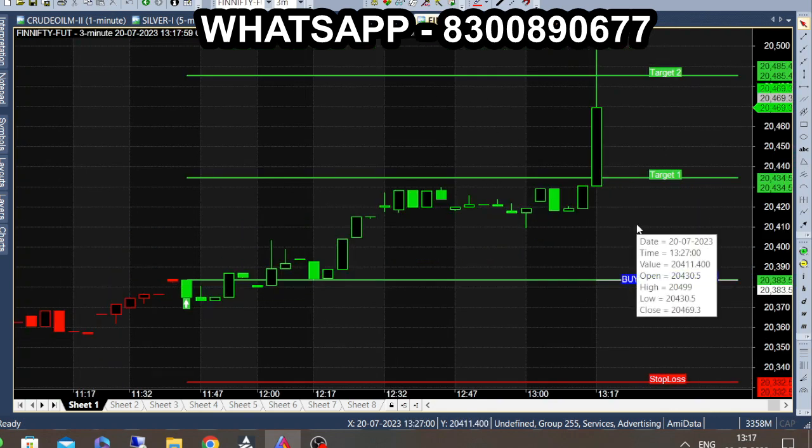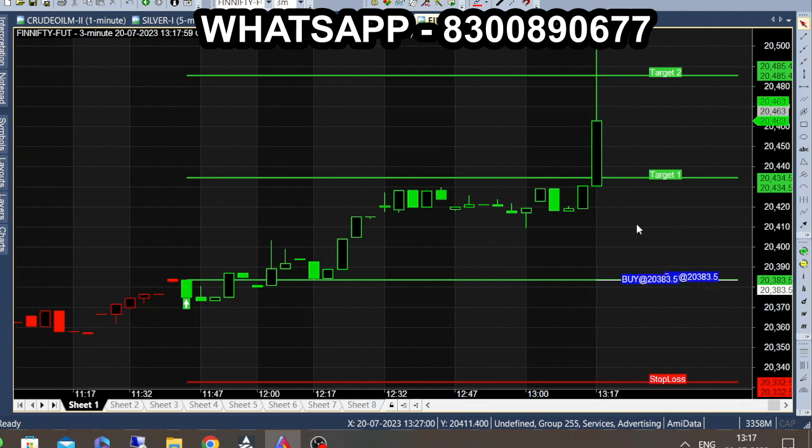Finnifty. In Finnifty, we are using a 3-minute chart. In Finnifty, it's very low volume, low movement, so we are using a 3-minute chart. But on a daily basis for Nifty and Banknifty, we use a 1-minute chart only. A 1-minute chart is a good scalping strategy. But in Finnifty, due to low volume, we are using a 3-minute chart.